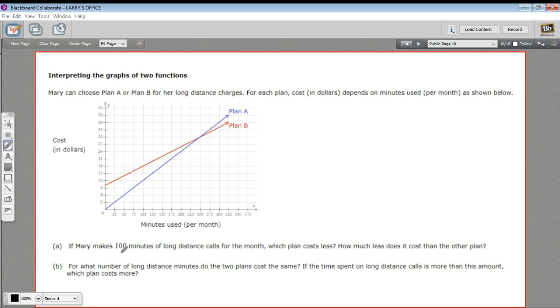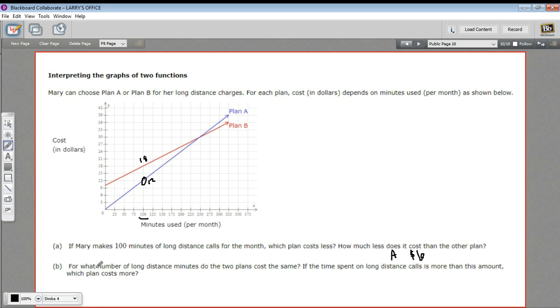It says, if Mary makes 100 minutes of long distance calls for the month, which plan costs less? Well, that's pretty easy to find out. We just go to the 100-minute mark, and we go up here and take the cheaper plan, which is plan A. How much less does it cost? Well, let's see. Plan A here is $12 and plan B is $18. So plan A is the one that costs less by $6. 18 minus 12 is $6.